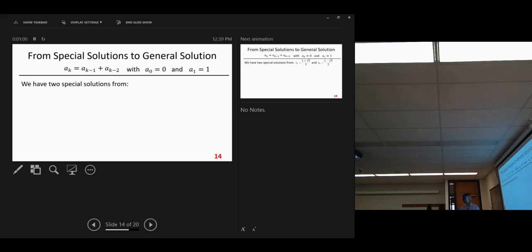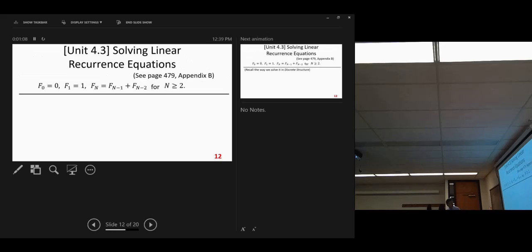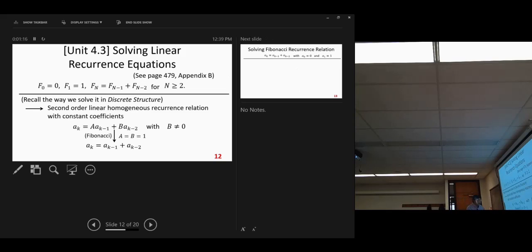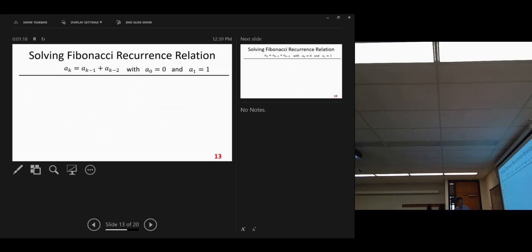Let me go back one slide. Let's get to this point. Second order, so we need to solve this. Next, because we skipped one slide, we should start here.